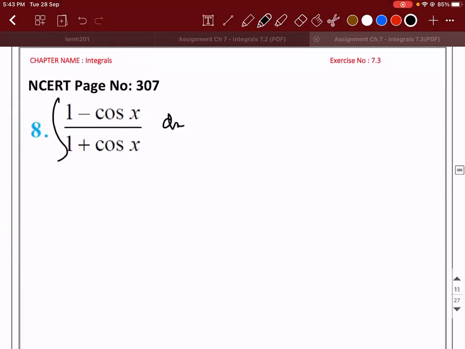This one is a very simple problem. Do it fast and tell me. See, 1 minus cos x. What is the formula? There is a direct formula.